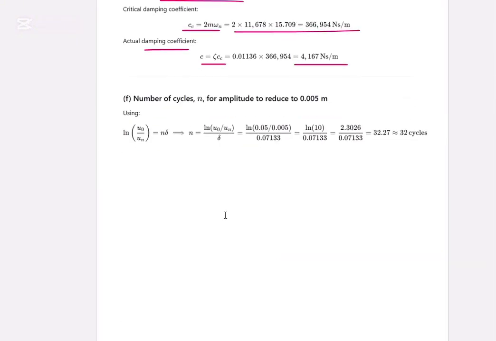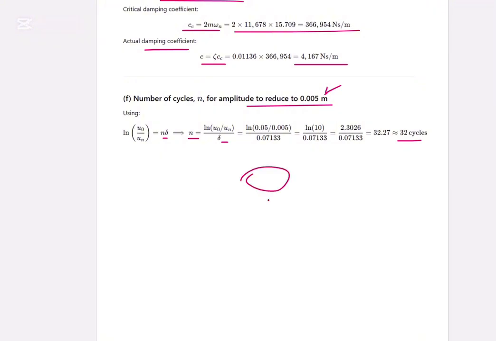So number of cycles, n, for the amplitude to reduce to 0.005. We just wanted to find after how many cycles it is going to reduce to 0.005. So natural logarithm of u naught by un equals n into delta. So n equals natural logarithm of 0.05 by 0.005, divided by delta. It becomes almost 32 cycles. So it takes 32 cycles.